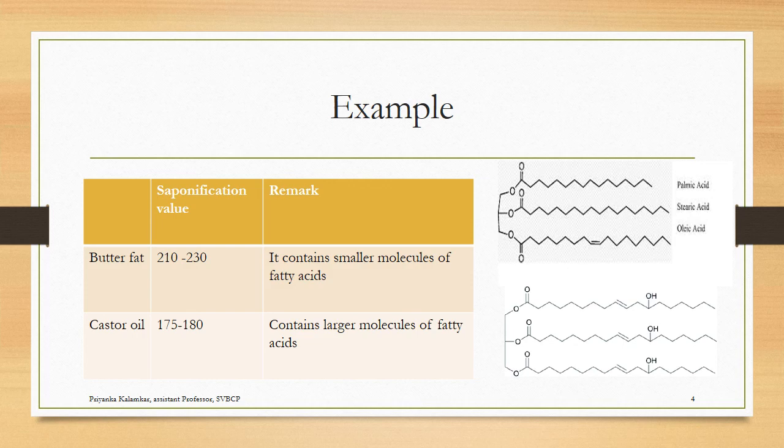If you see this example, butterfat contains these three. This is a type of complex triglyceride molecule where the three fatty acids attached to the glycerol moiety are all different. So it has a higher saponification value. If you see castor oil, all the three fatty acids are the same. This is a type of simple triglyceride molecule, where all the three fatty acids are of the same carbon chain length, but in comparison, the carbon chain length present in castor oil is higher if you compare the average molecular weight.